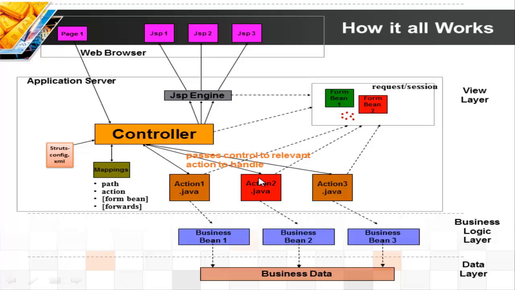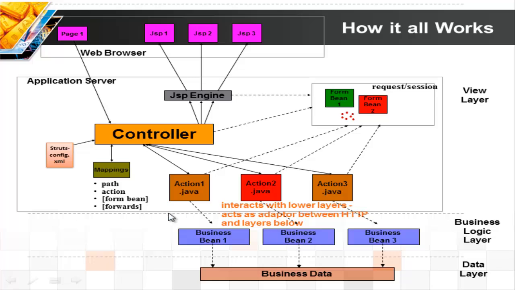Once it goes to the action, the action will fire the dot execute method. Remember, the dot execute method is the starting point of your business logic. So this action is the one that interacts with your model or your business logic. It calls one or more business methods that in turn may go to the database, retrieve some value from the database, or update some value. It's up to the business layer to perform that business logic.